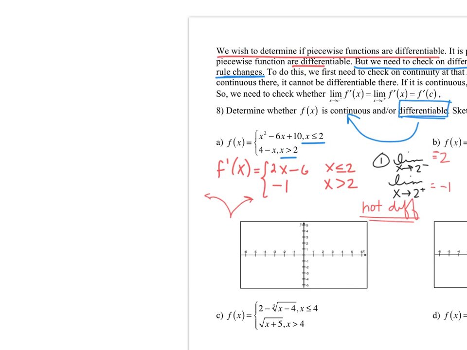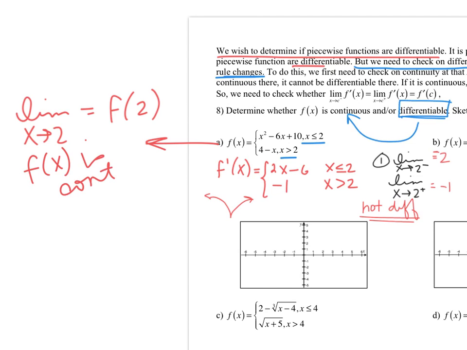So let's do a continuity check on this guy right here. So we want to check that the limit as x approaches 2 equals f of 2. All right, f of 2 right here is 4 minus 12 plus 10. So f of 2 is 2, and the limit as x approaches 2 is also going to be 2. And if you do that test for continuity, you'll see that f of x is continuous at x equals 2.